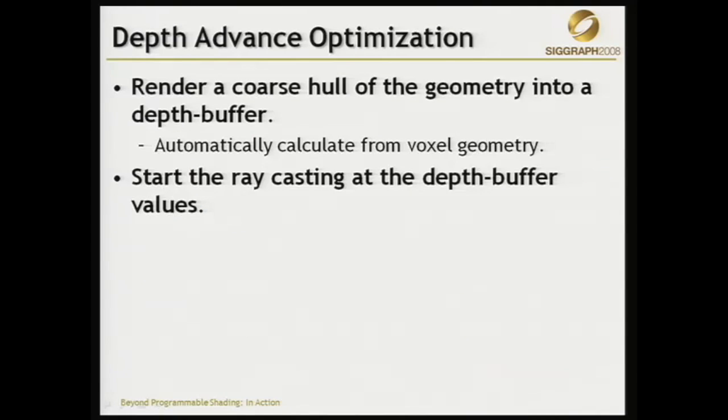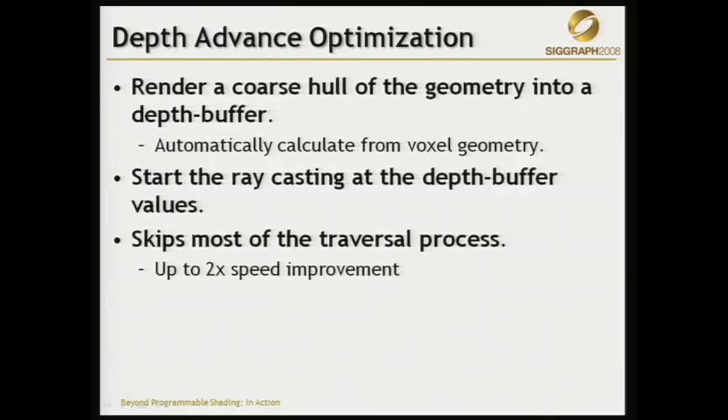There's a particular optimization that is possible if you generate a coarse hull of the geometry and render it through standard rasterization. Using the depth information from that coarse hull, you can then move forward the start of the raycasting to the depth that was rasterized. Now, I did some preliminary tests using the previous frame's depth buffer to do almost the same thing, and the rendering kernel was up to twice as fast. Another side benefit is that the traversal process was much less sensitive to scene complexity.